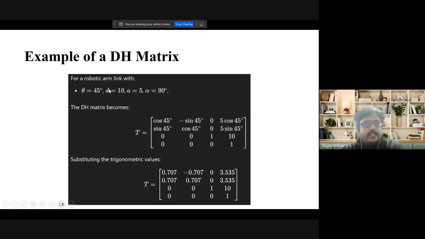For an example, we'll take a simple DH table where we get only one row of elements, just for a one link robotic arm. You give theta as 45, d is 10, a is 5, and alpha is 90. We substitute these values, and this is the matrix which gives the final transformation of the robot. It is a single link robot, just a joint. It's like a hand of an analog watch, something like that.